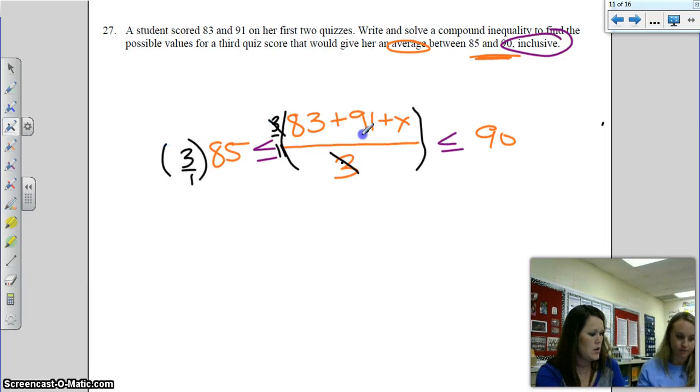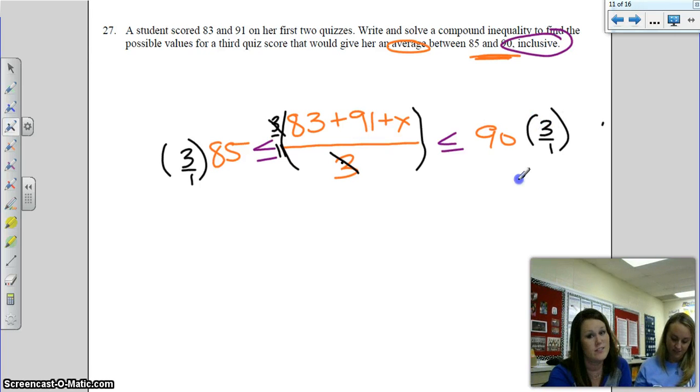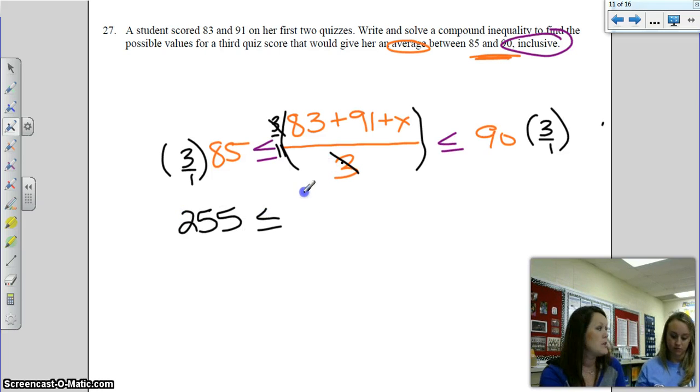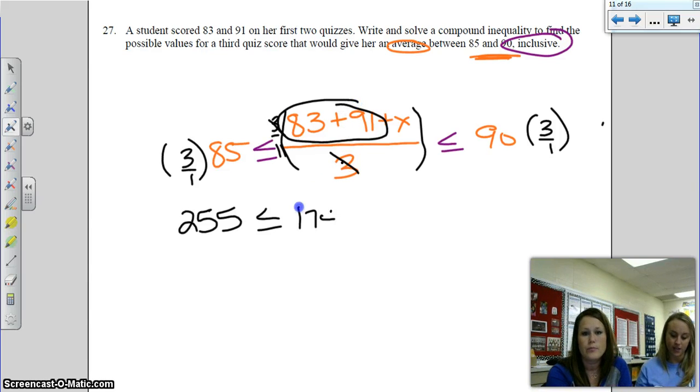Calculator. 85 times 3? I believe it's 255. I heard it 3 times today and I still don't remember. Less than or equal to. I'm going to combine right now. These 2 things combine to be 174, plus x. That's a plus. And then less than or equal to 270.